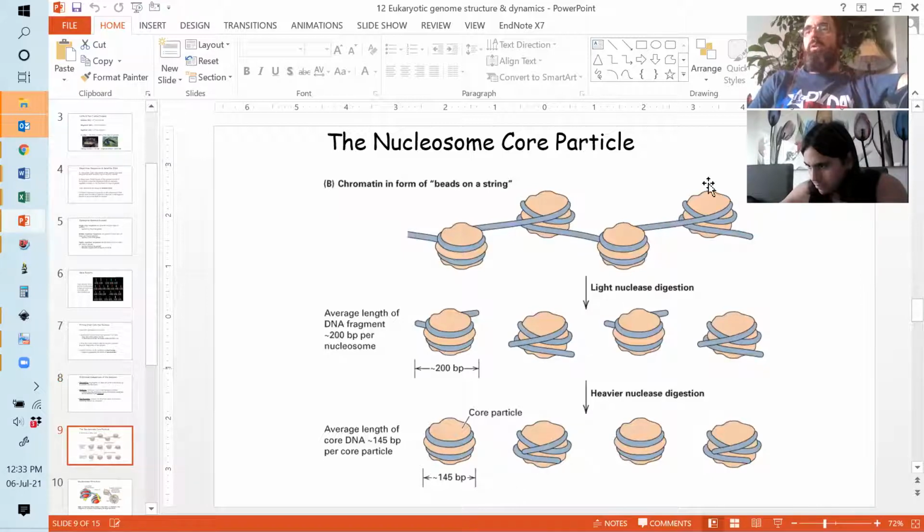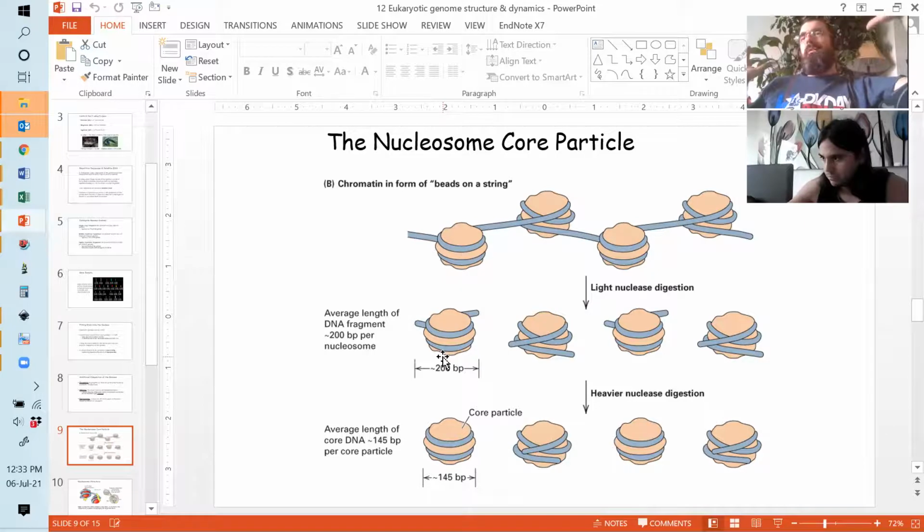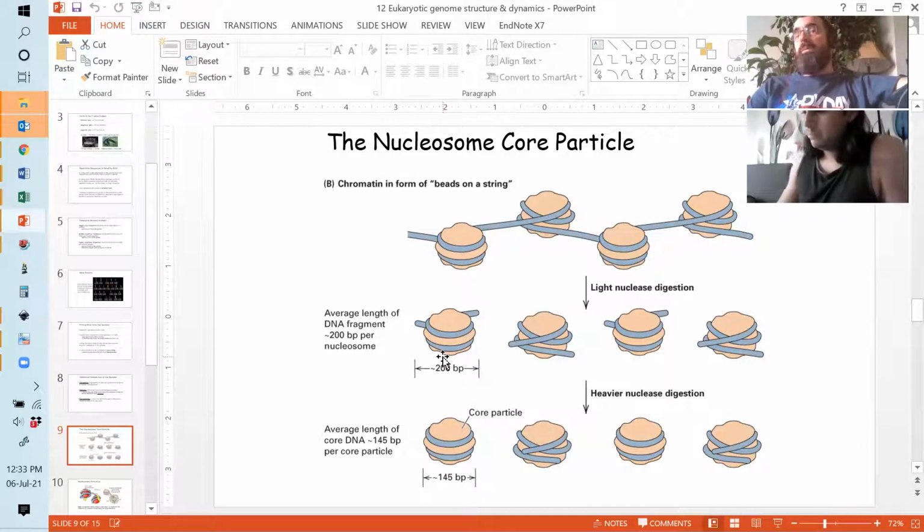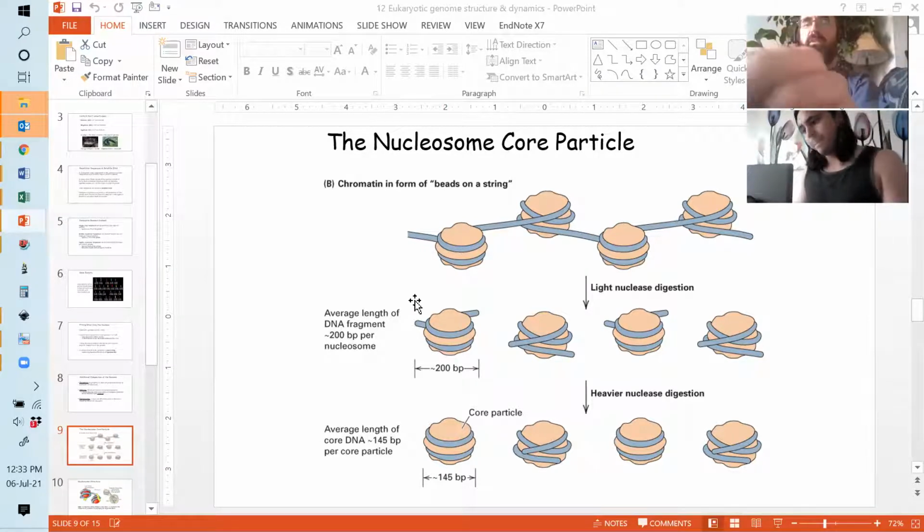And so this is the whole kind of beads on the string model. And it's actually a real term. It's not just one that we make up. And each one of these is a nucleosome. And so essentially, when we talk about a nucleosome, we're talking about the DNA that's wrapped around the histone proteins. And we're talking about typically from the beginning of one nucleosome to the beginning of the next one. So I'm just going to put some terms in here.